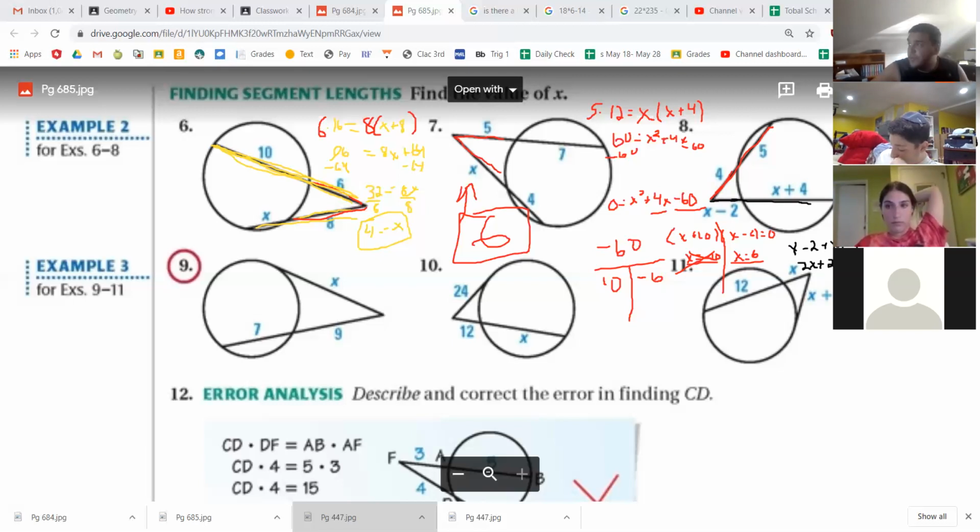9 times 4 is 36 equals, I got a FOIL. Oh my gosh, we're doing a lot of old algebra stuff. We got a FOIL here. So 2x squared, 2x squared times 2x minus 2x, no, minus 4x, minus 4.